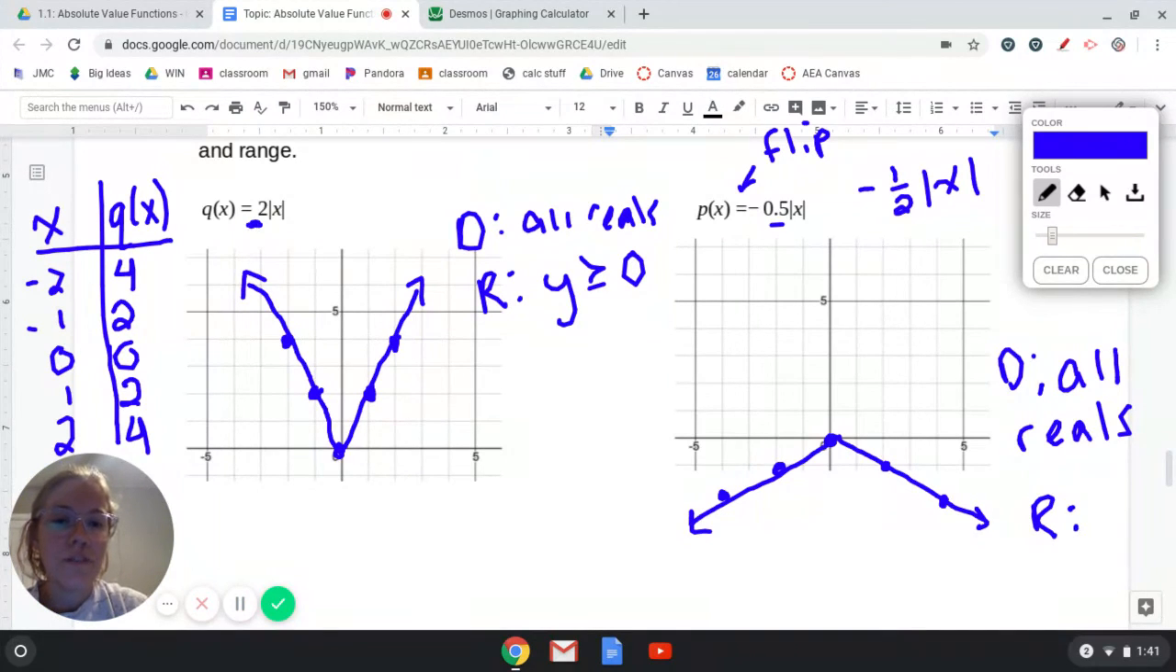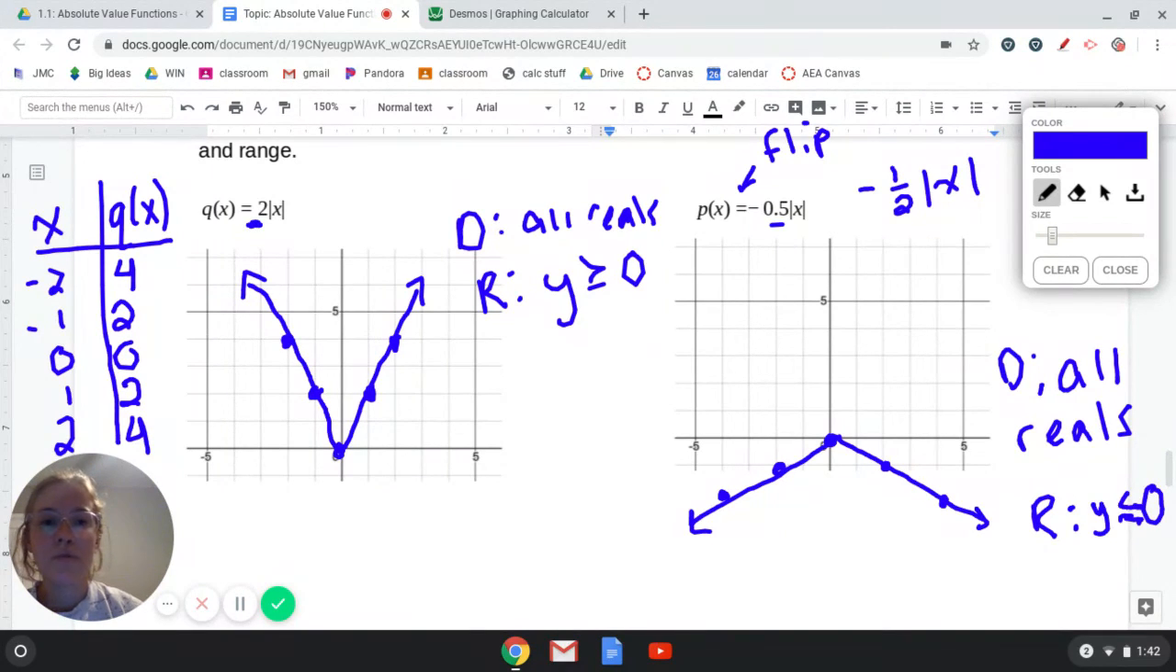Now, range. This is going to be a little different because we haven't dealt with a downward facing absolute value graph yet. So the range goes down forever and ever. But the highest y value is 0, which means that y is going to be anything less than 0, and it includes 0. So y is going to be less than or equal to 0. Instead of over here, right, greater than. So now it's less than or equal to 0, because 0 is our highest y value. It's the highest our graph will ever go, that vertex.